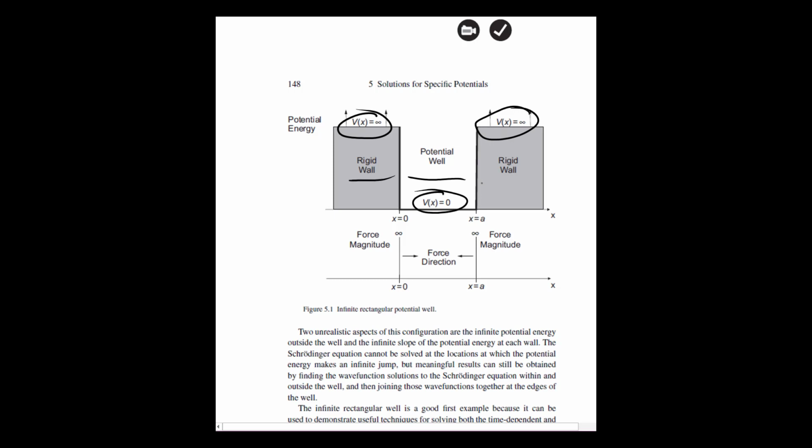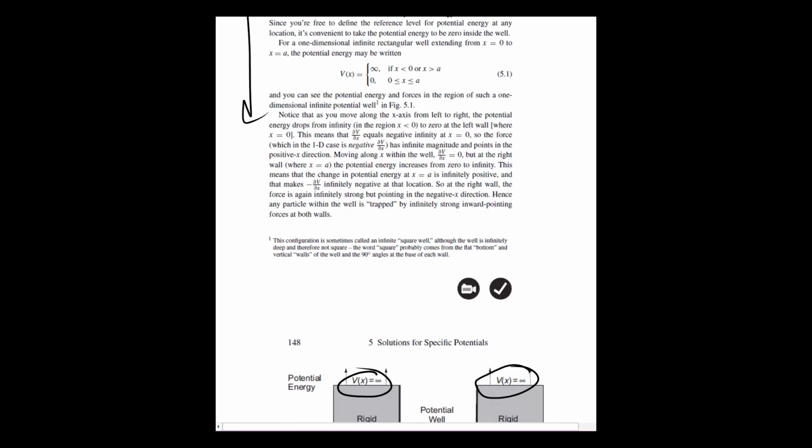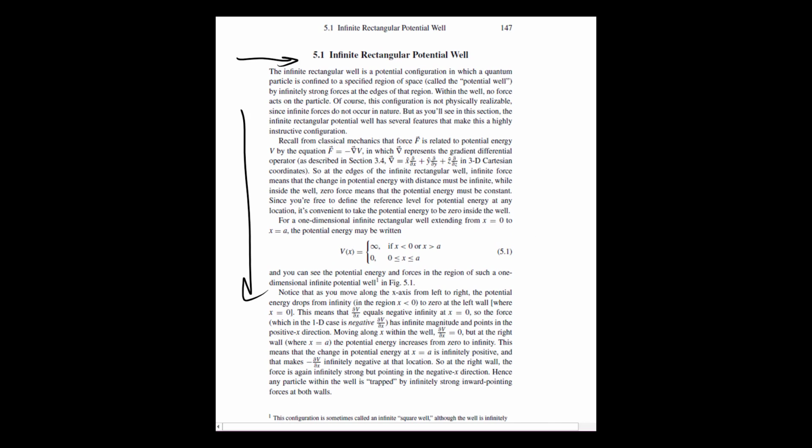These are called rigid walls because the force at each of these locations, x equals 0 and x equals a, is infinite and directed inward at the left wall and inward at the right wall. So the discussion on this first page just points out that this is not physically realizable since you don't have infinite forces in nature. But this does turn out to be a very instructive configuration, and it's actually a useful approximation for several real-world problems.